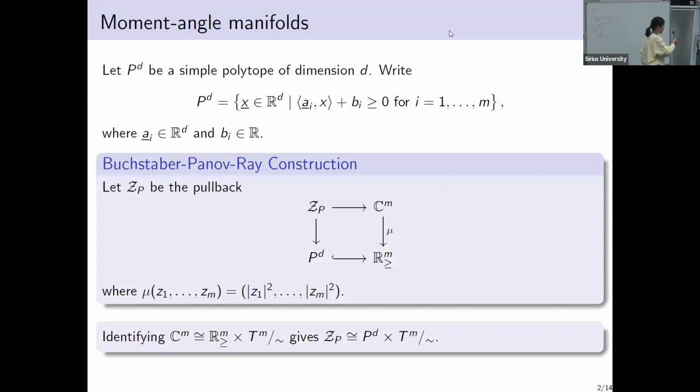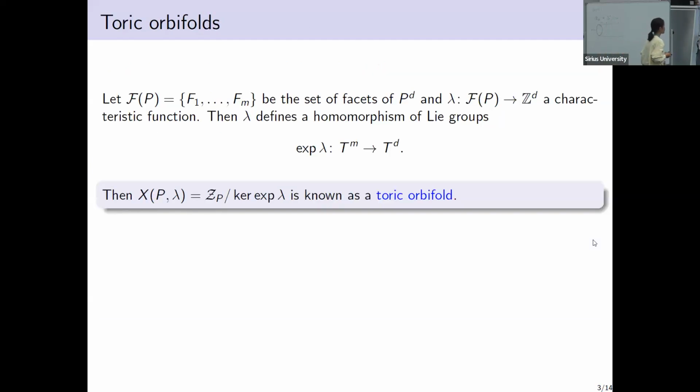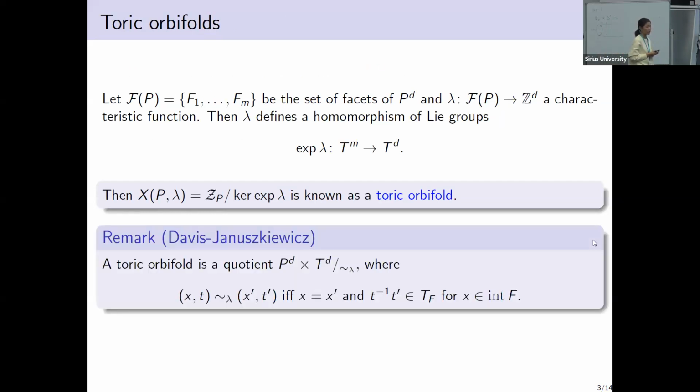Like that? Yeah. So indeed, if we substitute that quotient construction into this X_P, Z_P mod over kernel X_P lambda, this requires the quotient construction given by the Davis-Januszkiewicz construction for a toric orbifold. So let me quickly recall the quotient construction from the Davis-Januszkiewicz work, saying that a toric orbifold is a quotient space given by P times T^n modulo some equivalence relation.